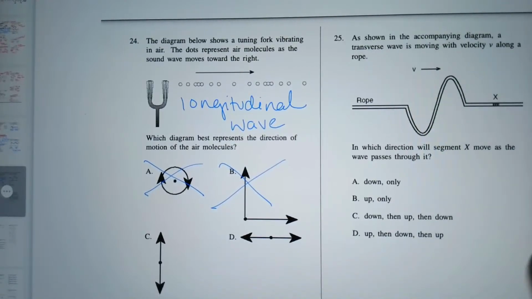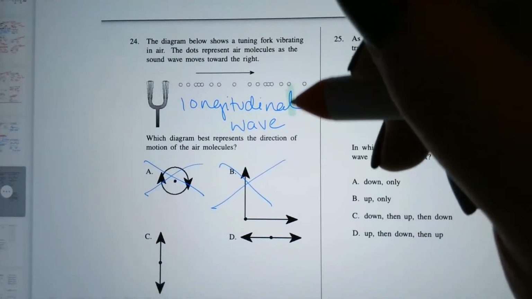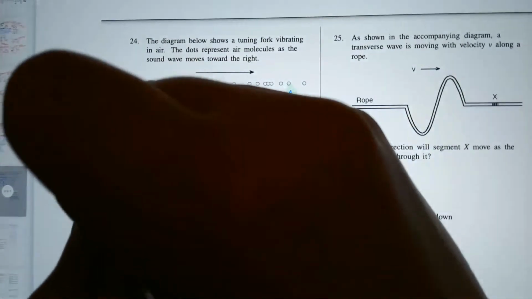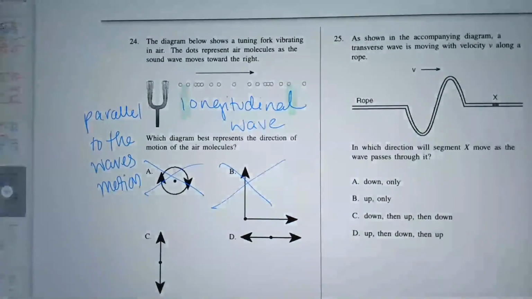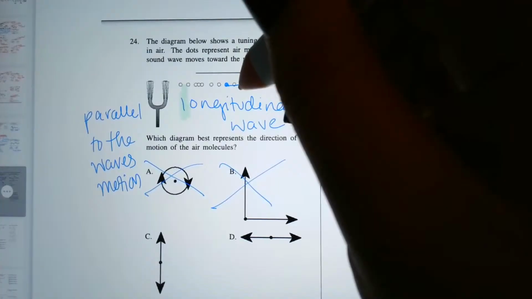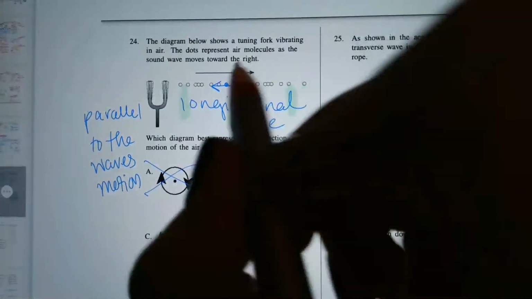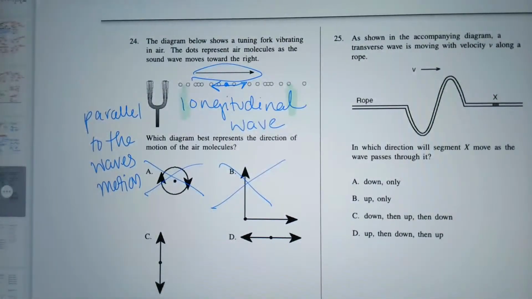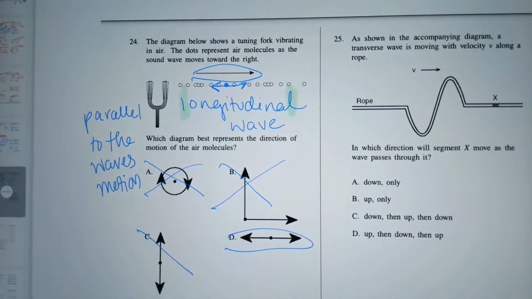So if we have a longitudinal wave, we see the double L's, we know that it has to be parallel to the wave's motion. So what that means is, if I was a particle here in space, I would have to move left and right because my wave is moving to the right, and that is how I get a parallel motion, okay?